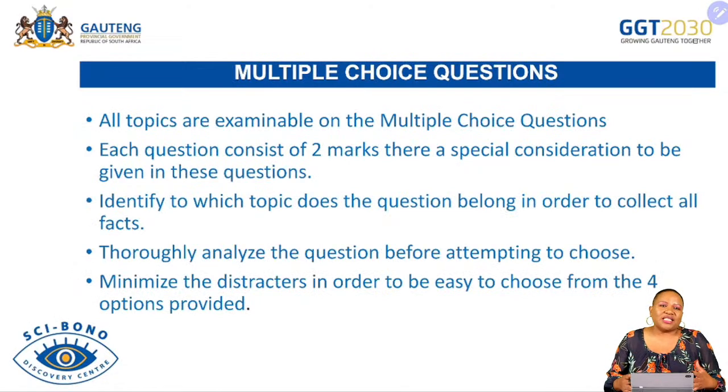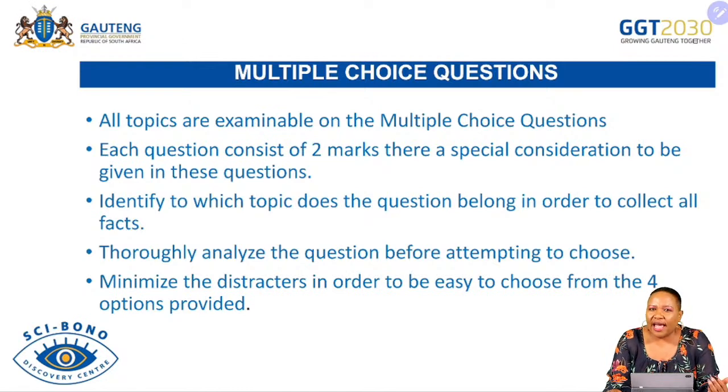Now, what is it about multiple choice? What is inherent in multiple choice? What you need to know is that multiple choice will have all the topics. All the topics will be examinable in your multiple choice questions. And each question has 2 marks. Therefore, it is very important that before you make a choice in your multiple choice, you make an informed choice, thoroughly deliberating on it, because for each and every question, 2 marks is allocated.